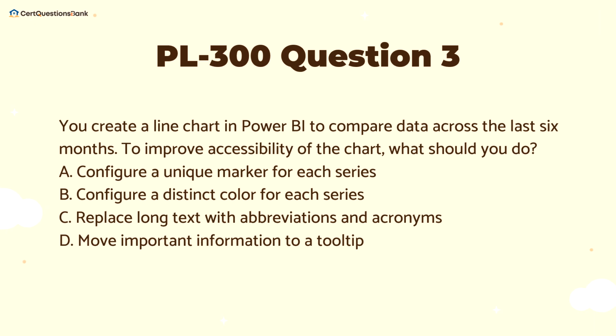You create a line chart in Power BI to compare data across the last 6 months. To improve accessibility of the chart, what should you do? A. Configure a unique marker for each series. B. Configure a distinct color for each series. C. Replace long text with abbreviations and acronyms. D. Move important information to a tooltip.